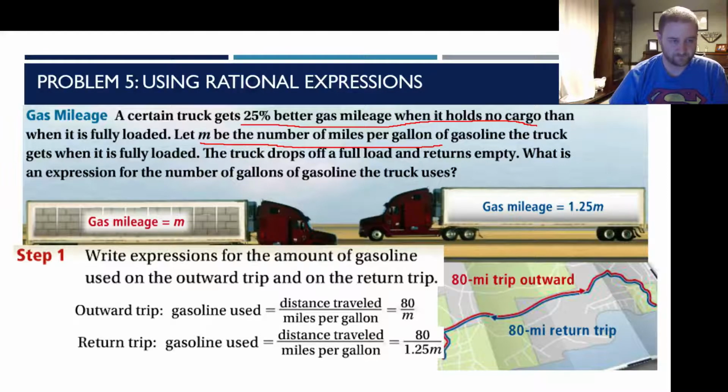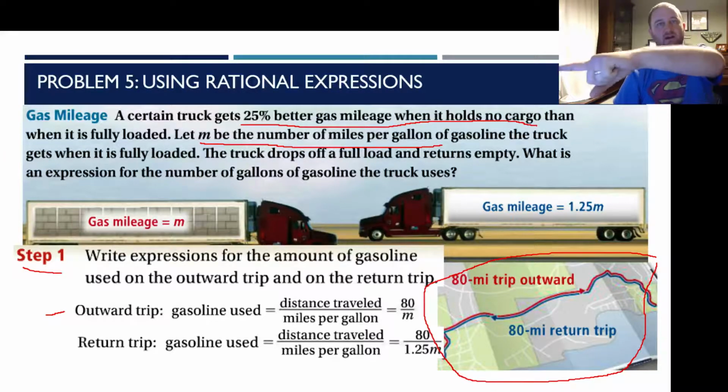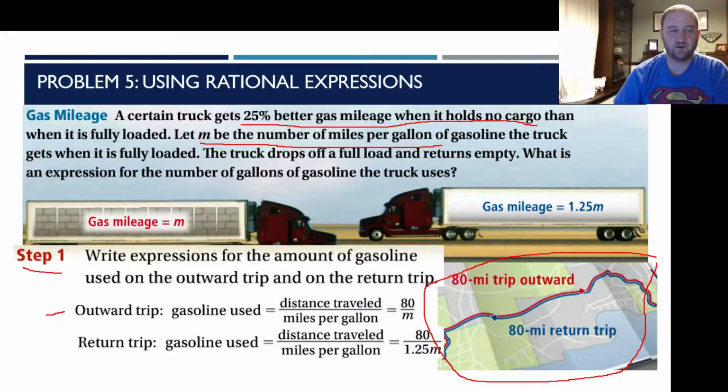So step 1. Write expressions for the amount of gasoline used on the outward trip and on the return trip. So the outward trip, that's when it's fully loaded, okay? And we're going to use this picture here to get the total number of miles. So we're going 80 miles there, and 80 miles back. So the distance traveled divided by miles per gallon should give you an expression for the number of gallons used. So you take 80 over M. 80 miles divided by M miles per gallon.